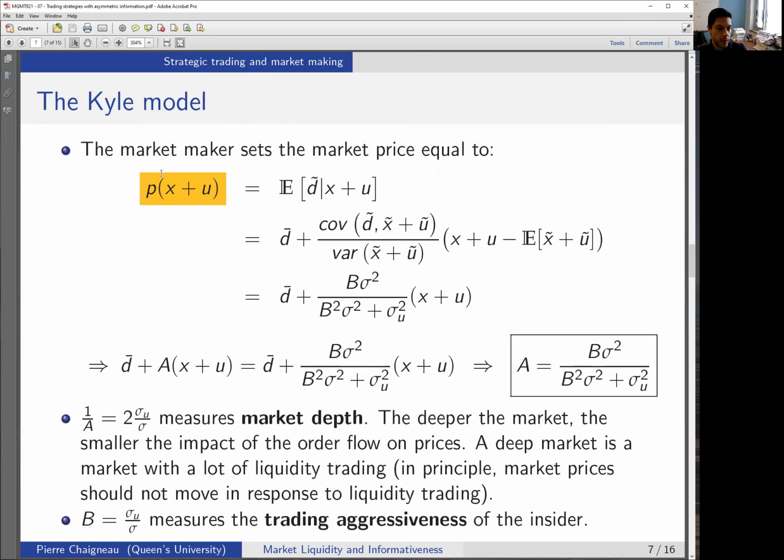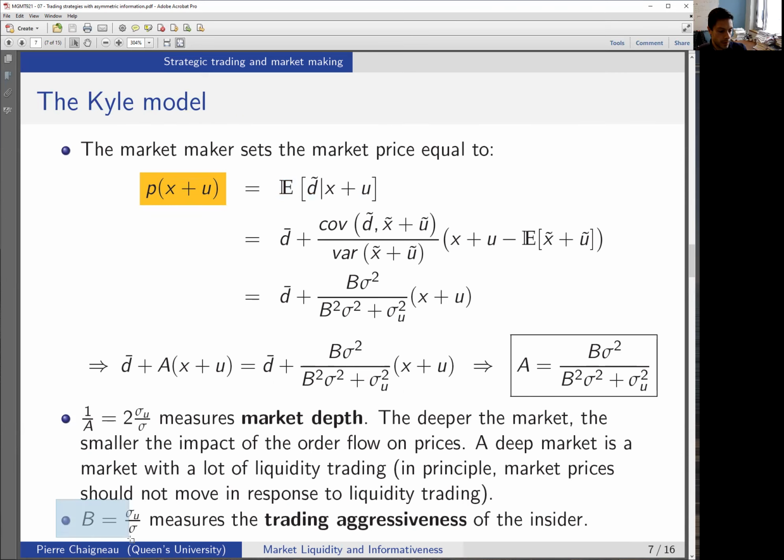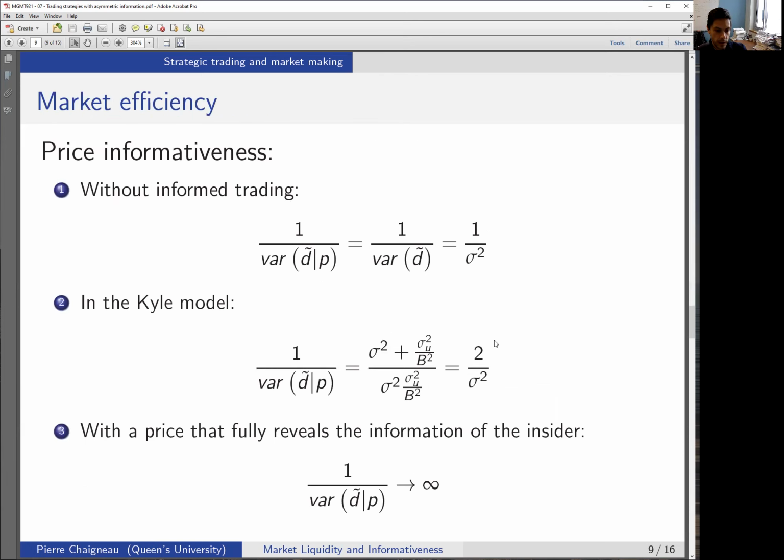So variance of d conditional on P, you should do this at home, right? In the same way that we calculated that, you can calculate the conditional variance, conditional on the price. And you'll find that it's equal to this. Now, if you substitute for the value of B that we have here, you'll find it's equal to 2 over sigma square.